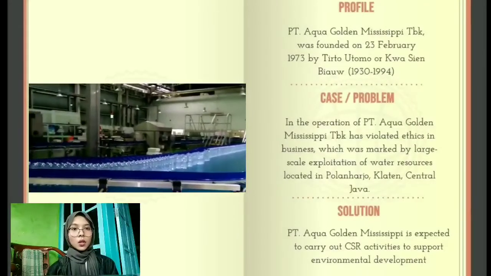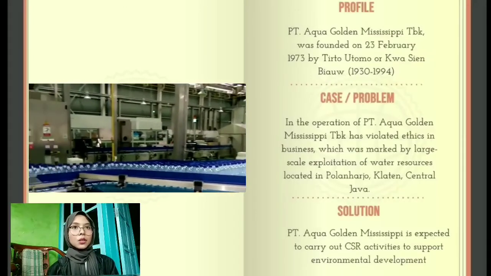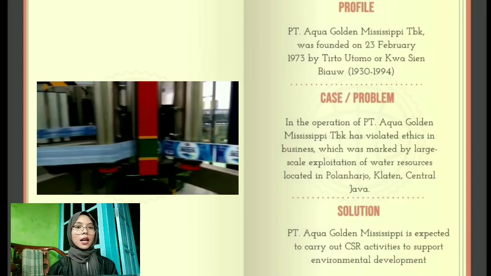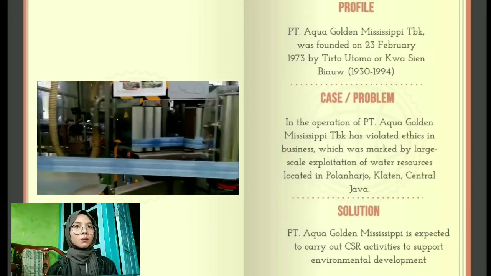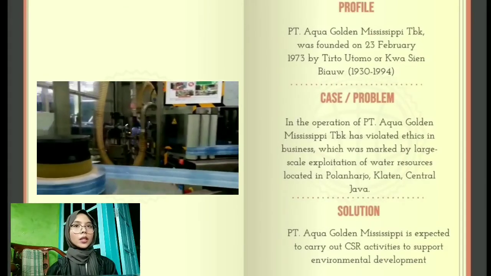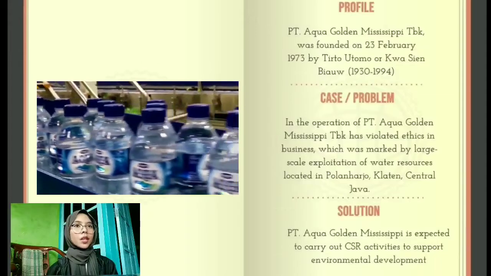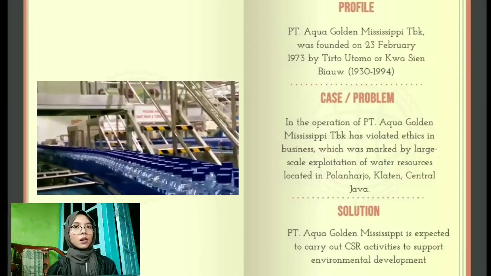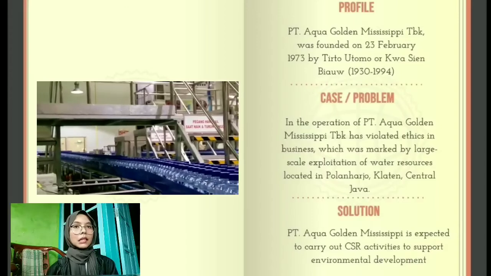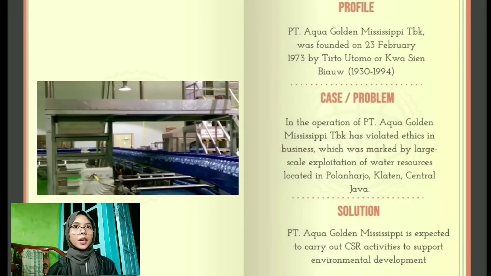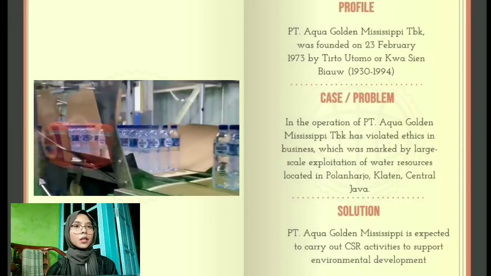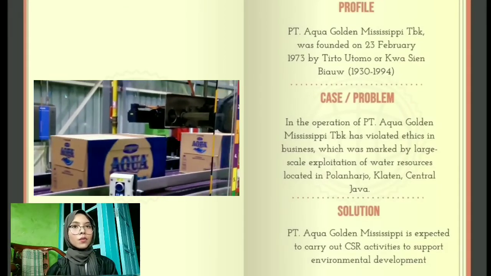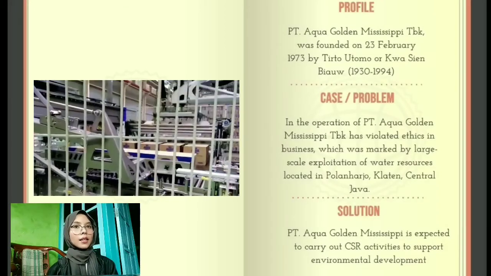The third, solution: the company should carry out CSR activities, where CSR activities that can be carried out by PT Aqua Golden to support environmental development must be carried out in a manner that can be carried out by all parties. Namely, 1. In making use of resources, it must be very careful and efficient, such as the use of groundwater and water.